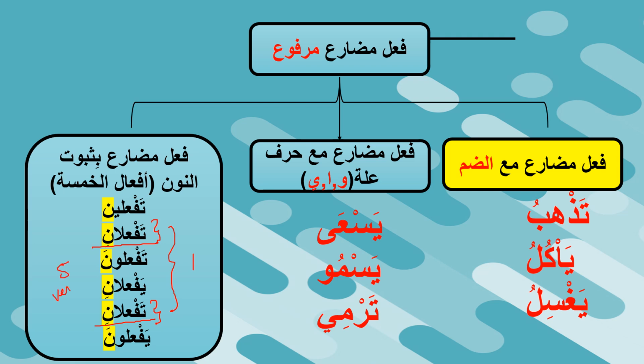Five verbs, present verbs. And if you see the presence of noon, in Arabic you say bithubut an-noon. So when you see the noon at the end of the Fel Mudaare, know that it is in Marfu case. So these three are very important in Fel Mudaare, the cases to predict that it is in the Marfu case.